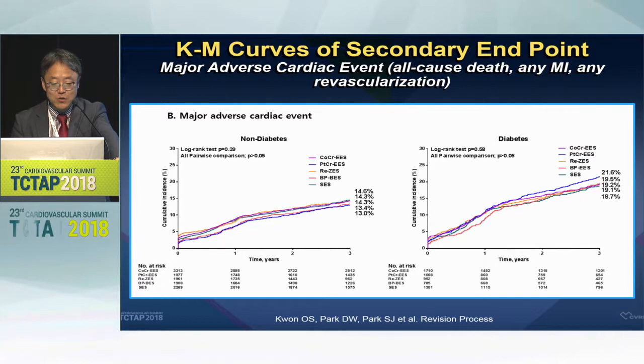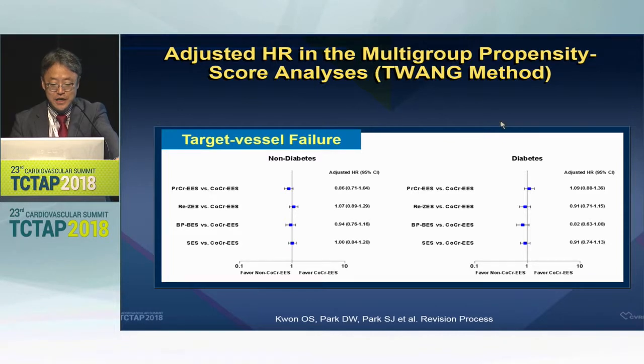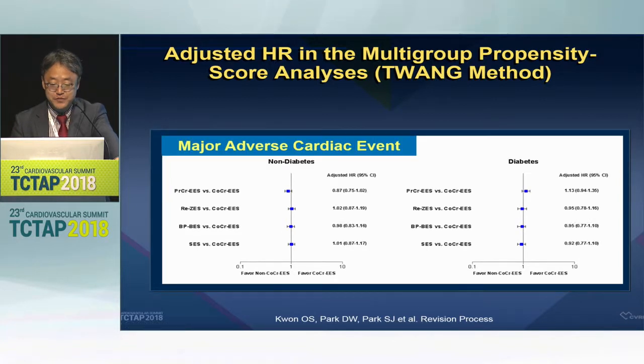So for the patient-oriented outcome, MACE, in the diabetic and non-diabetic sections, we did not find any difference between stent group comparisons. This is target vessel failure compared to Xience. We did not find any difference in the non-diabetic group. Also, we did not find any difference in the diabetic group. This is the same major adverse cardiac event outcome compared to Xience stent. We did not find any difference in the non-diabetic group. This is the diabetic group.